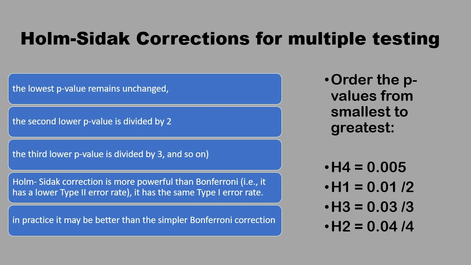It's claimed that the Holm-Sidak technique is actually a bit better than the Bonferroni because the chance of getting a type 2 error is less. It would have the same chance of avoiding a type 1 error, but it would have a better chance of avoiding a type 2 error. So it's probably used more.